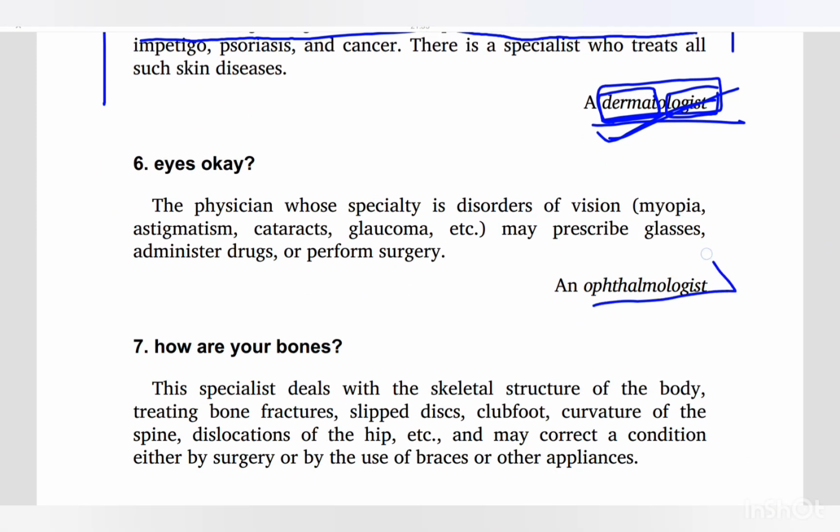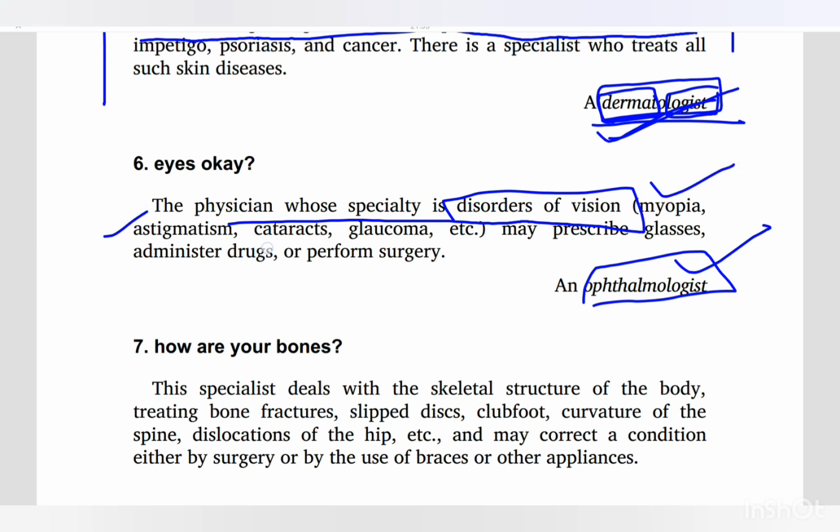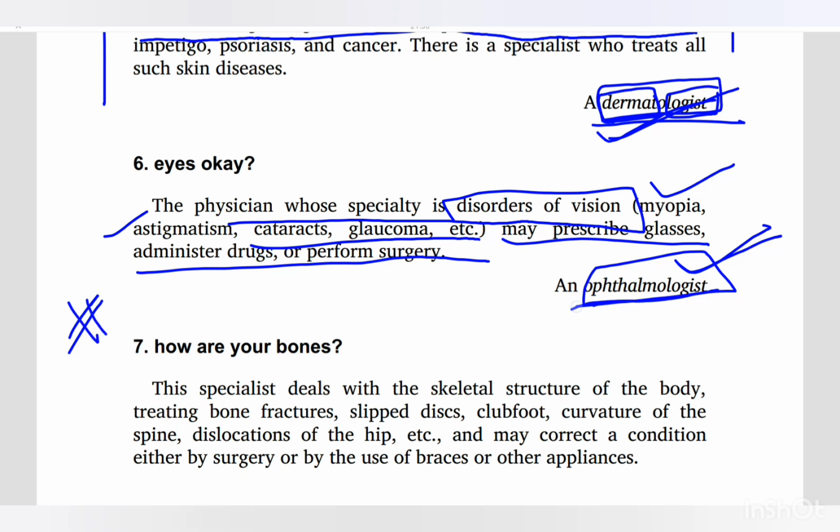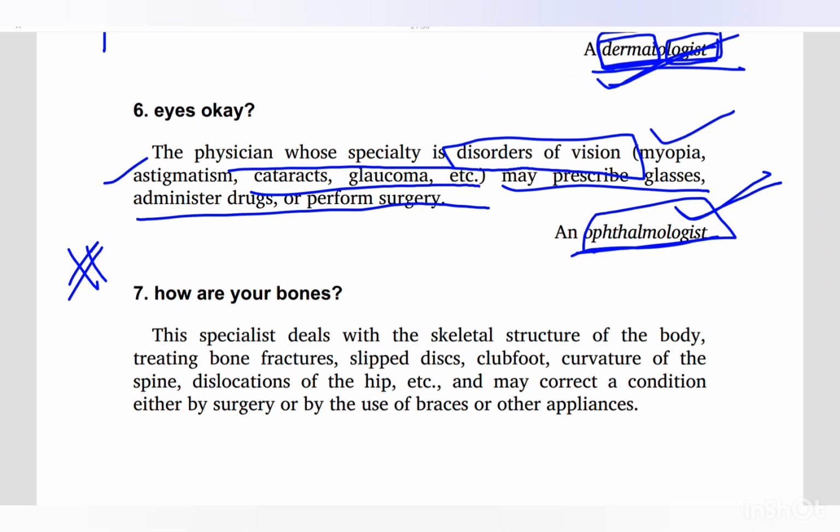Next, we have ophthalmologist. An ophthalmologist is the doctor of the eye, the physician whose specialty is disorders of vision like myopia, hypermetropia, astigmatism, and we have studied this in classes. He may prescribe glasses, administer drugs, or perform surgery. We will read this in detail. Basically, in this session, we are just having an overview. You must know that we will go through all of these 10 words in detail in the upcoming sessions.